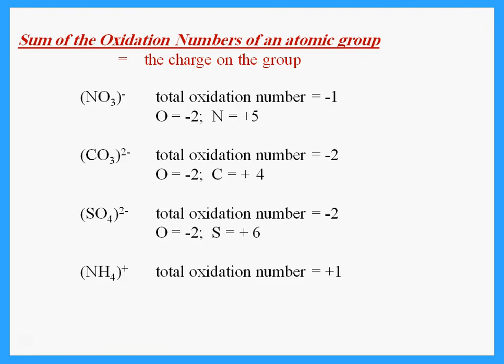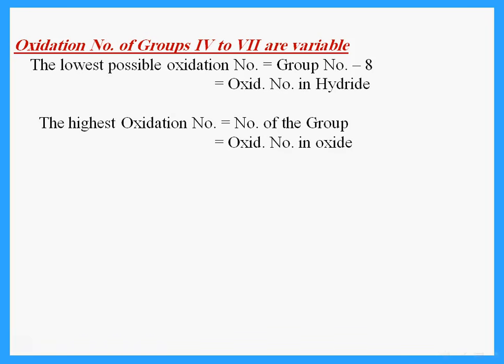Ammonium has a +1 on it. So the total oxidation number is +1. If hydrogen, each of them is +1, that means I have +4. Then the nitrogen has to be -3 so that the total is +1. I hope you're all following all of this. Now, another rule.